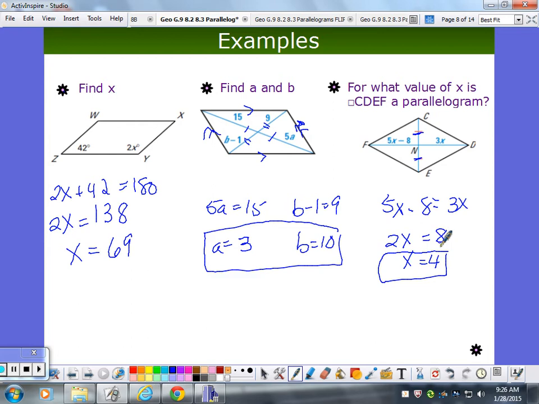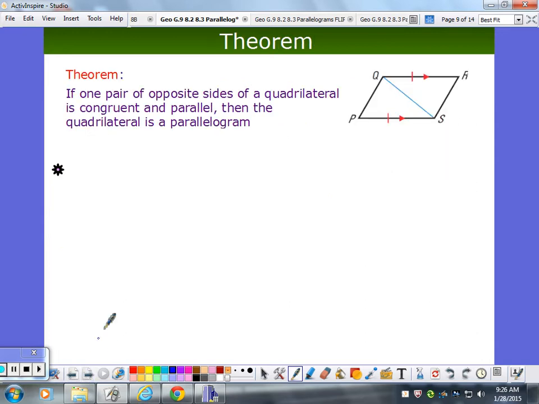Questions? Again, there's nothing really terribly difficult. There's just a lot of little things to remember. Alrighty, this is a good theorem coming up. I like this theorem. If one pair of opposite sides of a quadrilateral is congruent and parallel, then the quadrilateral is a parallelogram. So if I don't know anything about the other sides, but I do have just one set, I don't have to worry about the other set. If it's both parallel and congruent, you will have a parallelogram.